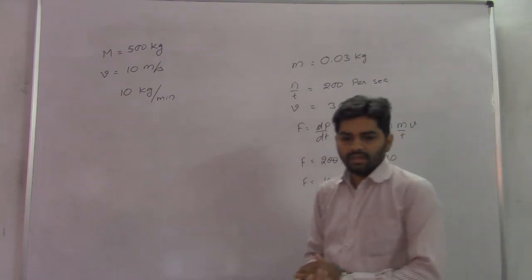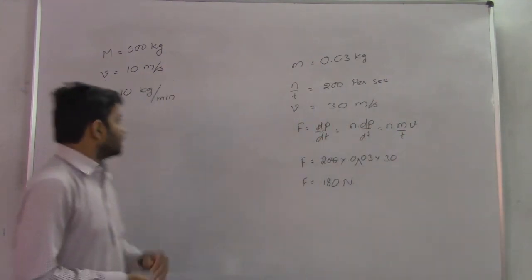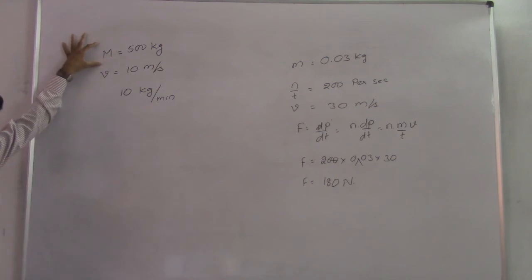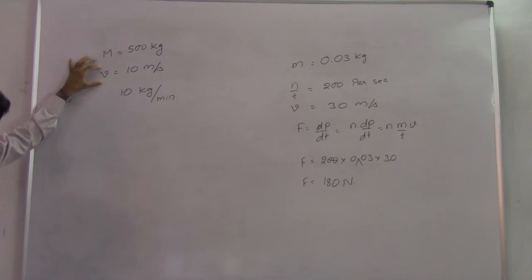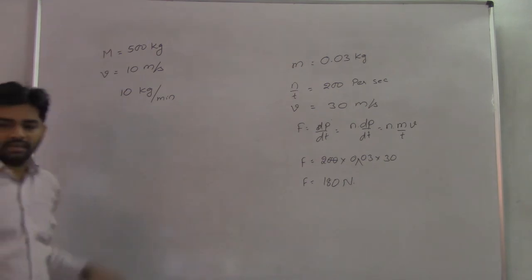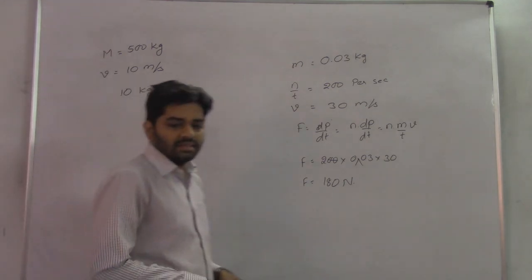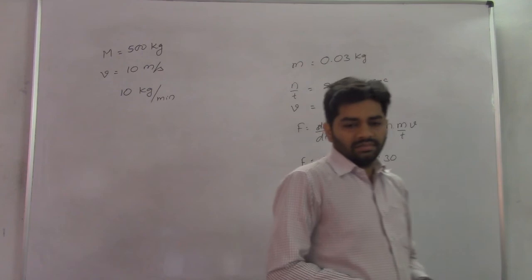So in this case, the mass of the truck is given as 500 kilograms. The truck is moving with a constant velocity of 10 meter per second. Here, sand is dropped onto the truck.